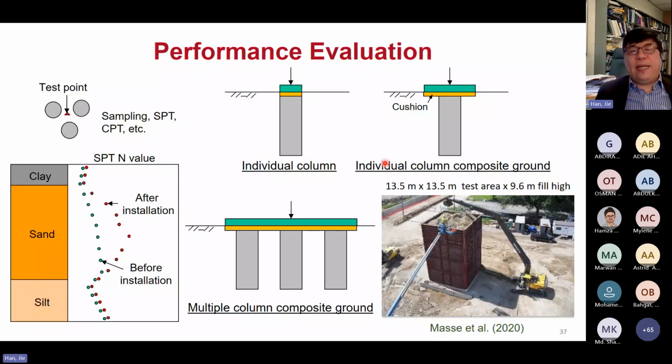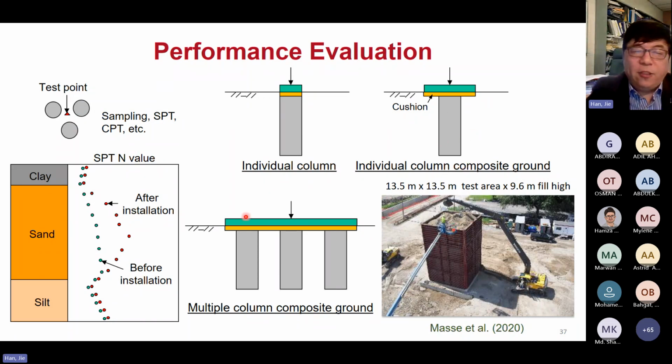So how do we evaluate that kind of system? Here, basically, what I would suggest first, if you really want to see whether there is any densification, is that you can do SPT, CPT tests in the center of the columns. Or you may do individual column tests and then individual composite ground tests.